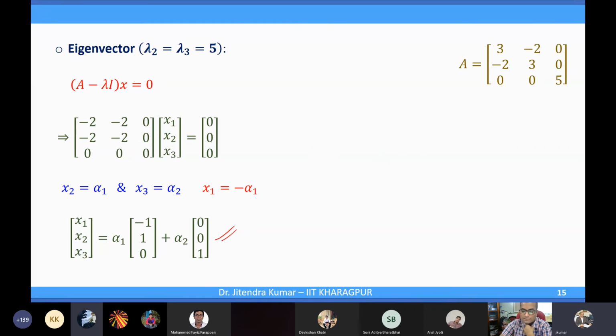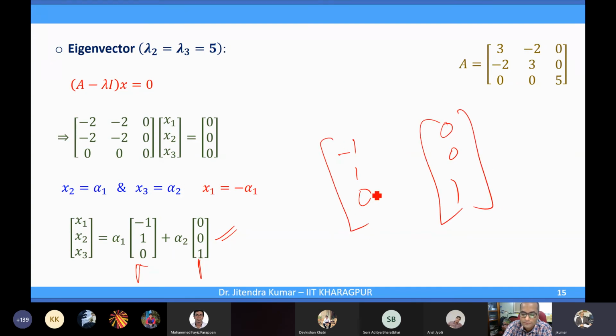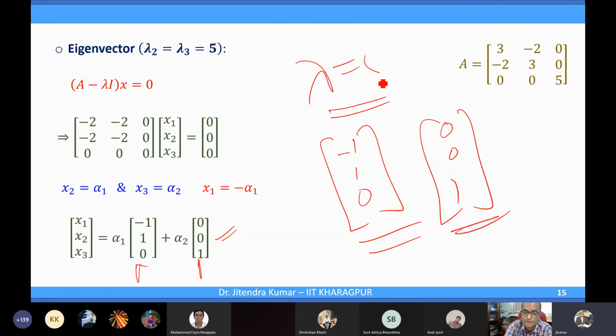This is something more interesting: you had one eigenvalue, 5, which was repeated, and then you got two linearly independent eigenvectors. Corresponding to 5, you have two linearly independent eigenvectors: (minus 1, 1, 0), or any multiple of this, and (0, 0, 1). Now you have two linearly independent vectors corresponding to lambda equal to 5.